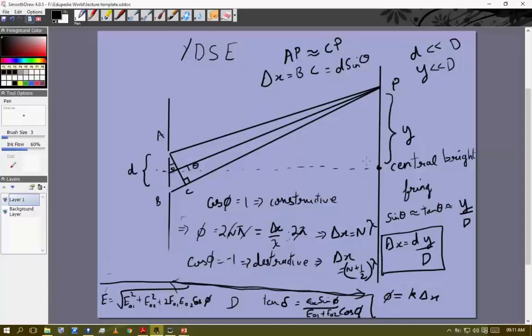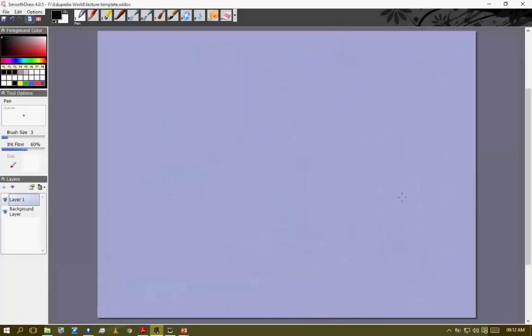The central point will have a phase difference of 0, which is n lambda where n is 0. So it will be a central bright fringe, and the intensity generally goes something like this. It decreases as we go out, but this is a bright fringe, then a dark fringe, bright, dark, bright, dark. So that's the way it goes. Now let's look at this in terms of delta x. We know that delta x is equal to dy by D, and if that is equal to n lambda, it is constructive, and if delta x is equal to (n plus half) lambda, it is destructive.